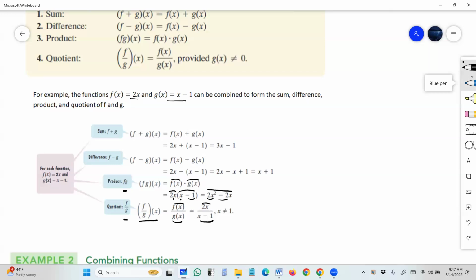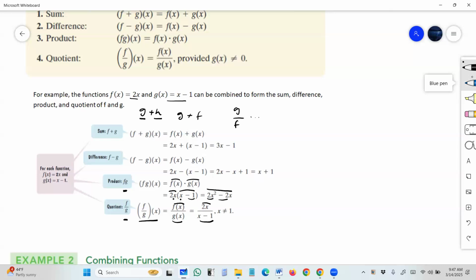Now, notice that there's nothing special about f plus g. I could have combined the two this way. For example, function g plus function h, function g plus function f, function g over function f, and so on and so forth. Nothing says that I have to have f first. So we can combine them in any way we want to.